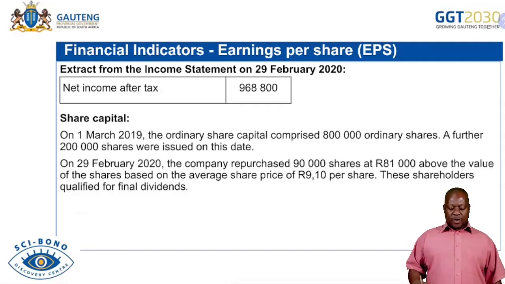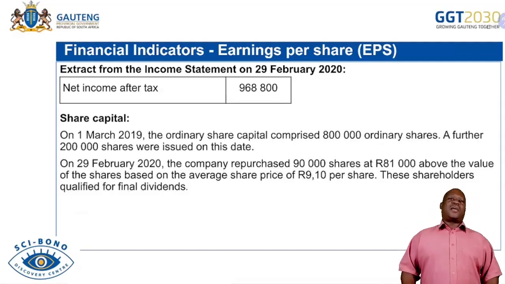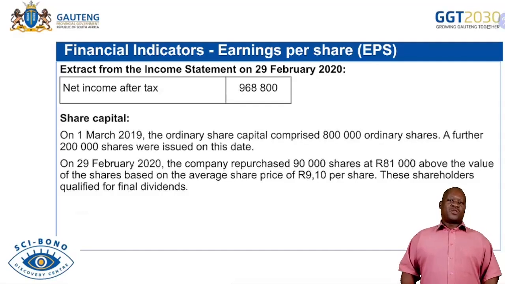Then they said these shareholders, they qualified for final dividends. So the buyback check here is taking place on the last day of the year. It would be unfair to say, because we are buying back your shares, we are not going to give you your dividends, though you have been shareholders throughout the year. So in other words, how many shares are we going to use as the number of issued shares? Are we going to use 800,000 plus 200,000, or are we also going to subtract the 90,000?